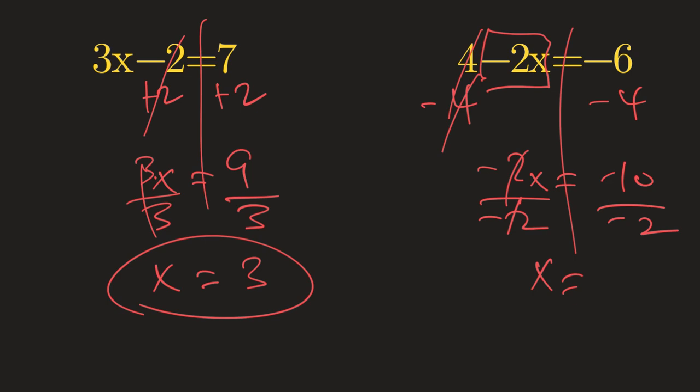Negative 10 divided by negative 2. 5. Positive? Yes. Positive. Good. Say it with confidence. Positive 5. And again, we like it when the answers work out nice and neat. Got a nice integer answer.